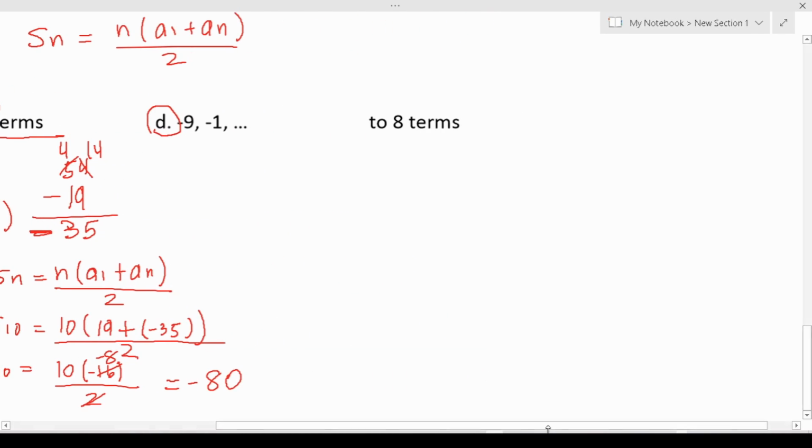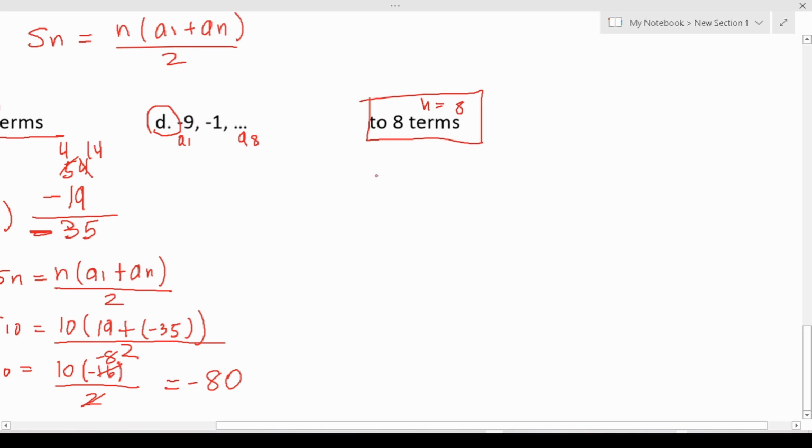All right, so let's do D and call it a day. In this case, we want to find the summation of 8 terms, so we know our n is going to be 8. Again, we've got to figure out what a_8 is to use this formula, but we know what a_1 is.